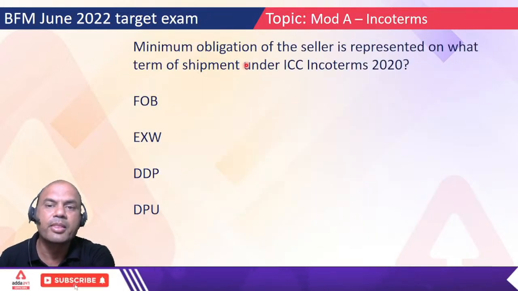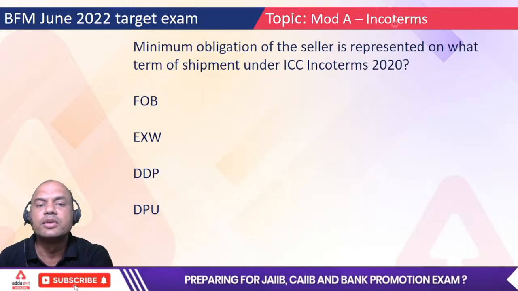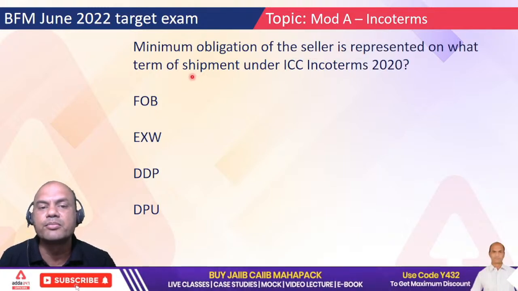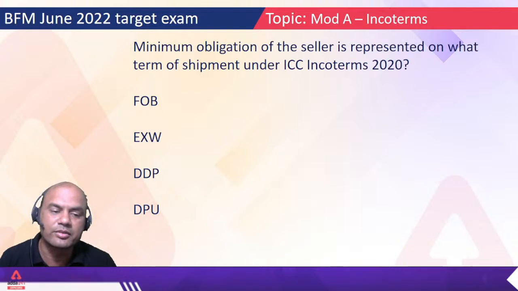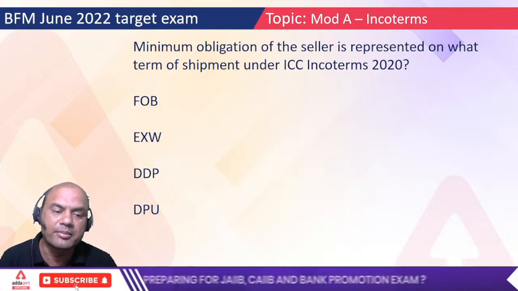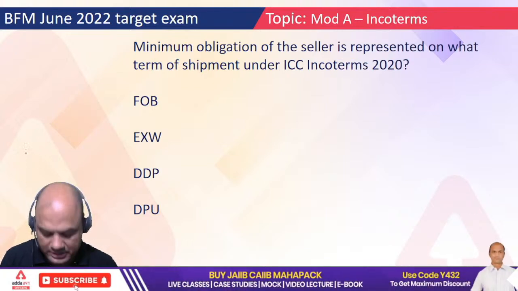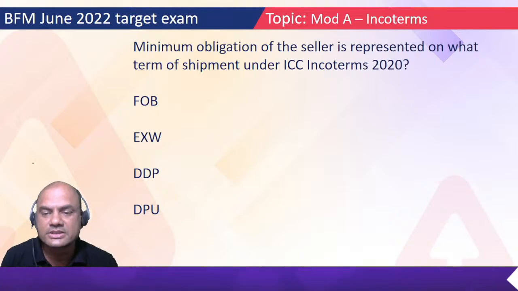Okay, so let's move on. Incoterms. Minimum obligation of the seller is represented on which term of shipment under ICC? Now this should be easy for you. Type A, B, C or D. Which one? Which is the minimum obligation for seller? Just now we saw it.